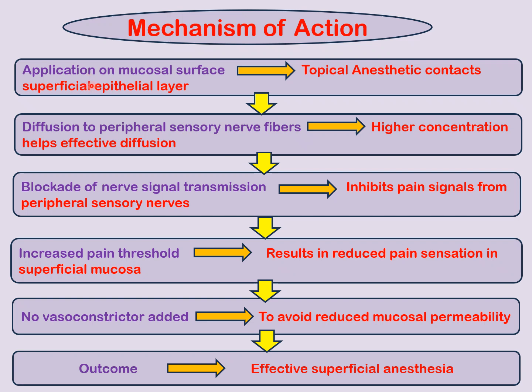So when it is applied on the mucosal surface, it comes in direct contact with the superficial epithelial layer. Then the anesthetic begins to diffuse into the peripheral sensory nerve fibers, and a higher concentration helps in effective diffusion into these nerves. As the anesthetic penetrates these fibers, it blocks the nerve signal transmission, and by inhibiting these signals coming from the peripheral sensory nerves, it helps prevent pain sensation from being carried to the brain.